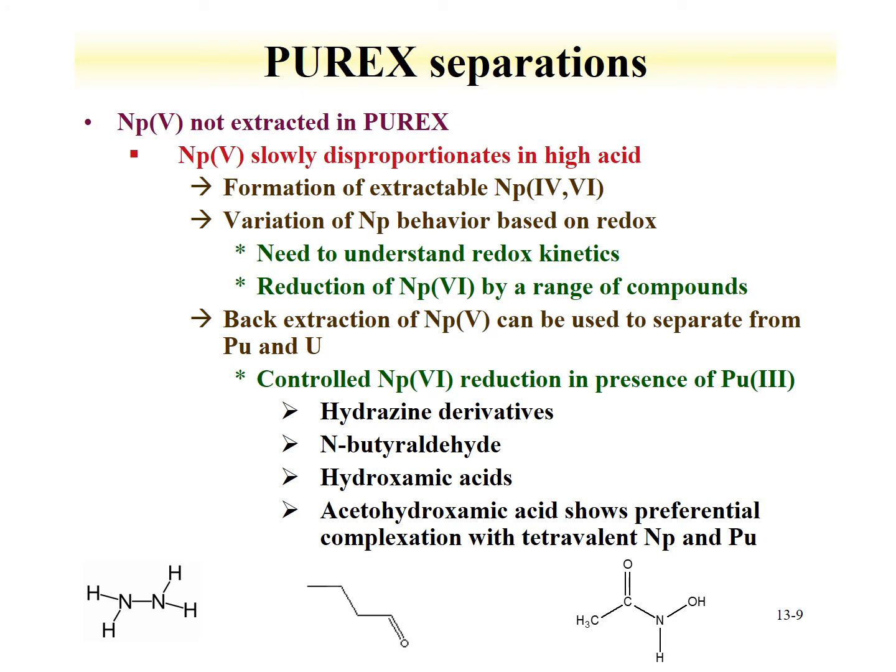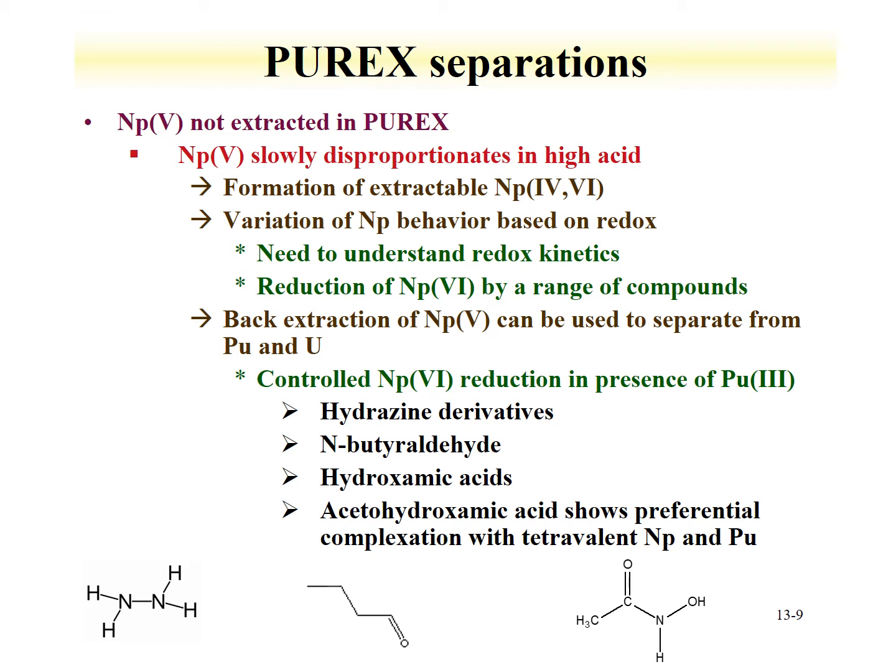We've already discussed the importance of neptunium redox speciation in the PUREX separation. Again, neptunium-5 is not extracted. However, we've also discussed that neptunium-5 can disproportionate in high acid, one of the conditions of the PUREX process, where it can form extractable neptunium-4 and neptunium-6 species. Studies have been performed to understand this redox behavior, and reduction of neptunium-6 by a range of compounds has been explored.